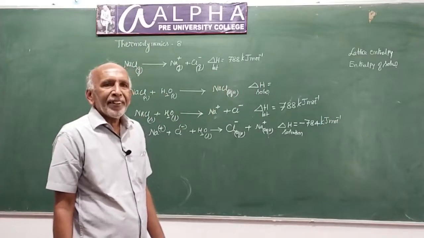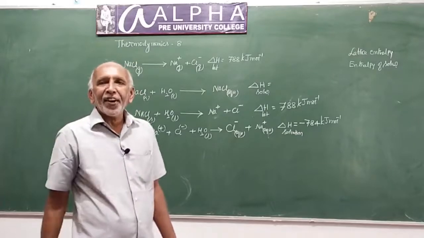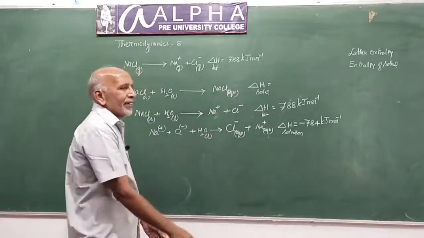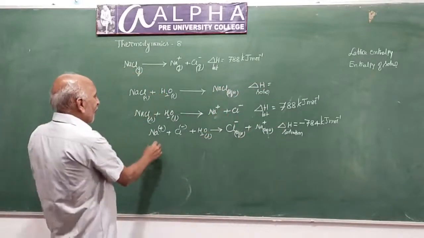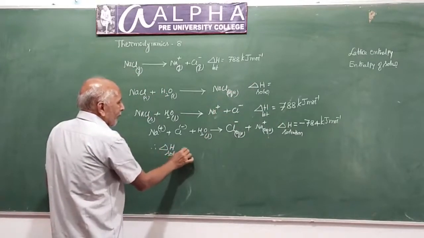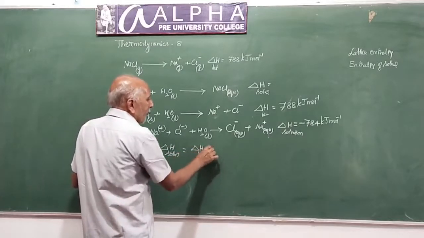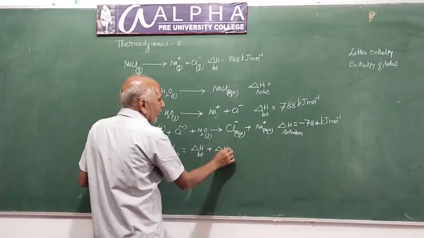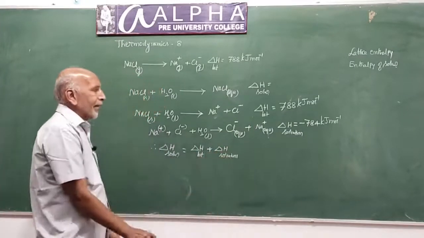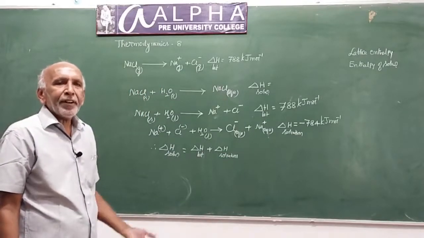Now you bring in Hess's law to get the value of enthalpy of solution. Therefore enthalpy of solution must be equal to lattice enthalpy plus enthalpy of solvation. Lattice enthalpy plus enthalpy of solvation, according to Hess's law.